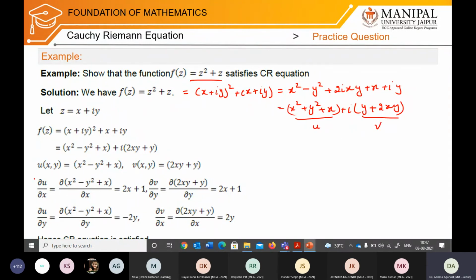Again we will find del u by del x, del u by del y, del v by del x and del v by del y. Now del u by del x is equal to del v by del y and del u by del y is equal to minus del v by del x. So the given function is analytic and it satisfies the CR equation, right?